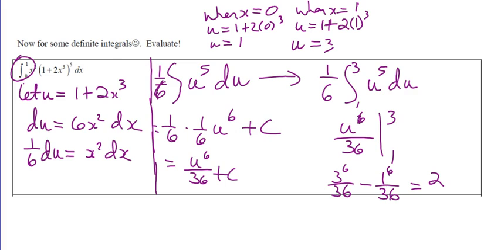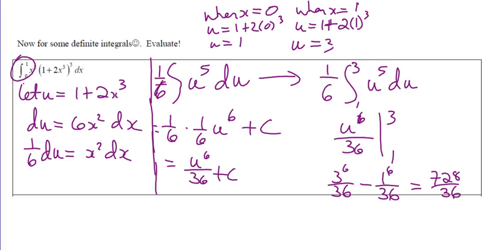Let's do 3 to the 6th. 3, 9, 27, 81, 243, 729. So 728 over 36, which will be 364. Wow. Will 6 go into both of those? No, 6 goes into 12, so 2 will.